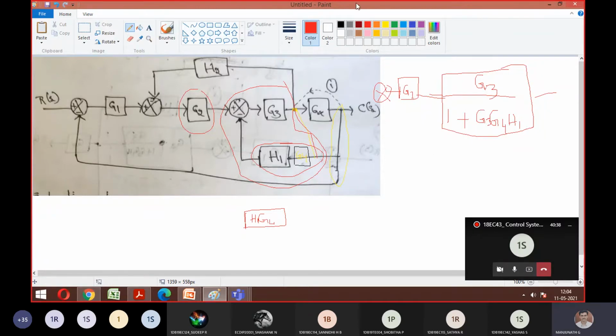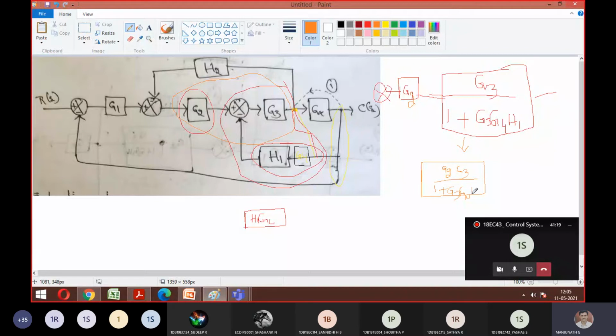So from this, what is the conclusion? This complete thing has been blocked into a single block. So I can write this equivalent to a single block, and this equivalent to a single block. I just need to multiply G2 to this. So I'm going to get G2, G3 whole divided by 1 plus G3, G4, H1. Is it okay till here to everyone?